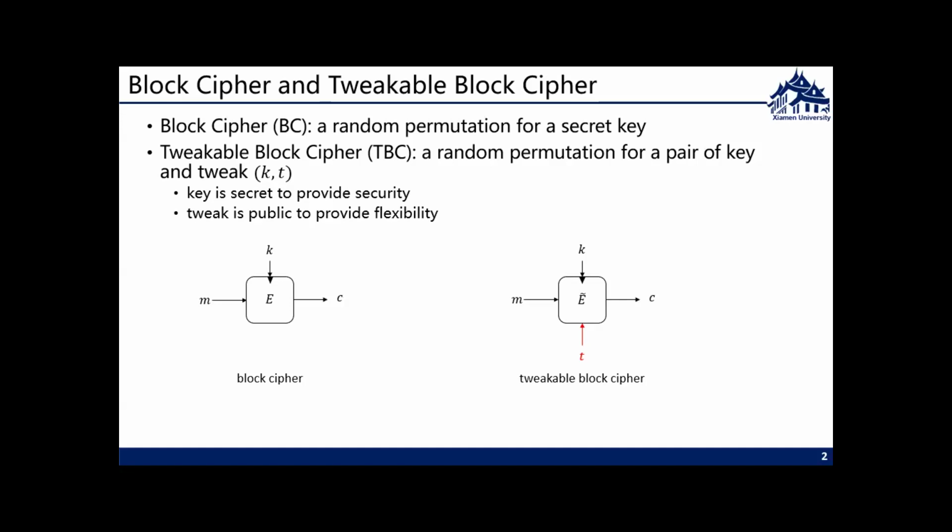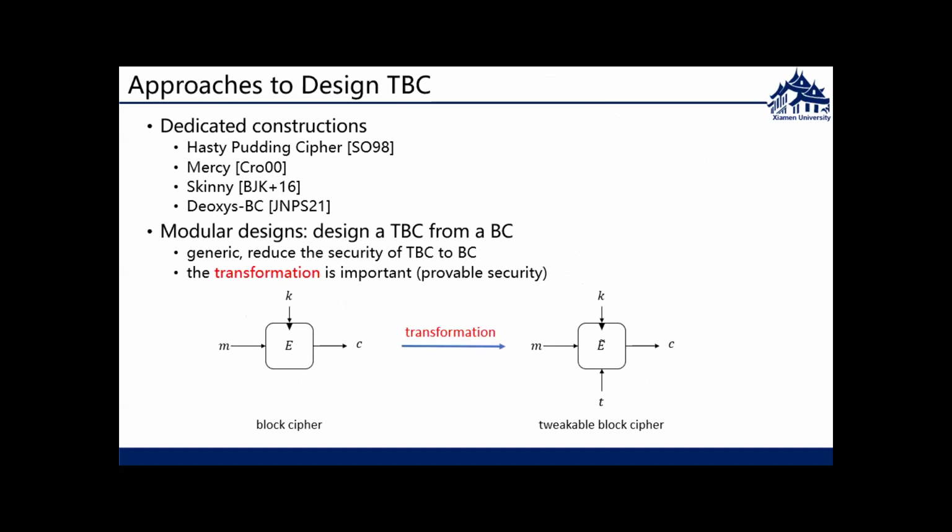So the left part is the block cipher, where the inputs are the plaintext and the key, while the right part is the tweakable block cipher, which has an additional parameter called the tweak. There are some approaches to design a tweakable block cipher. The first one is the dedicated construction, with examples like Hasty Pudding cipher, Mercy, Skinny, Deoxys-BC, or the recent one, Romulus. The second approach is the modular approach: we can design a TBC directly from a block cipher, like AES.